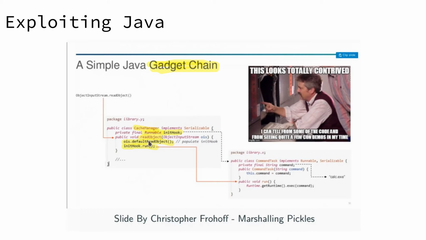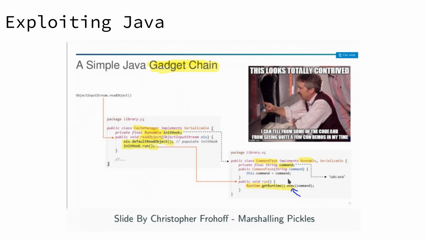InitHook is of type Runnable, so we need to find in some library that is loaded on the server a Runnable that does something we want it to do. Okay, so in one library there is a CommandTask that implements Runnable, and it has an attribute command, which is a string, and when run is called, what the CacheManager does, it calls run, it executes Runtime.getRuntime().exec(command). The exec function you know from PHP, it just executes a system command, like a shell command.